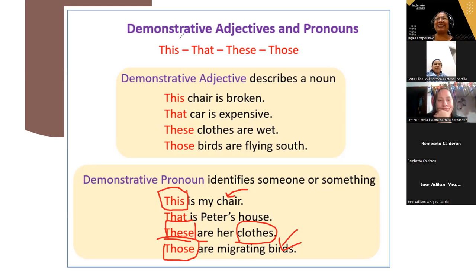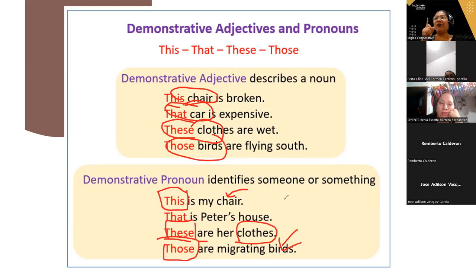Los demonstrative adjectives van a estar acompañados después de esa palabra con un noun. Todos. If you pay attention, dice, this chair, that car, these clothes, those birds. Todos los adjectives deben tener un noun a la par. This chair, that car, those clothes, those birds, that blouse, this car, these houses, those books. Always, we are going to have a noun.